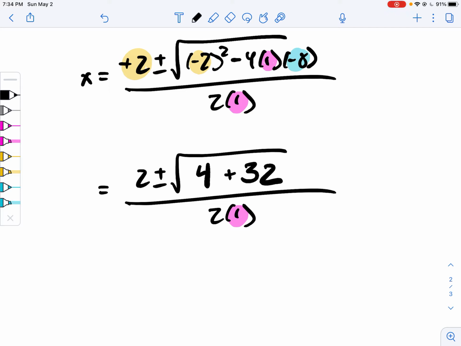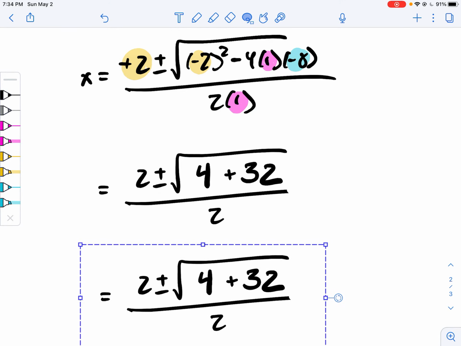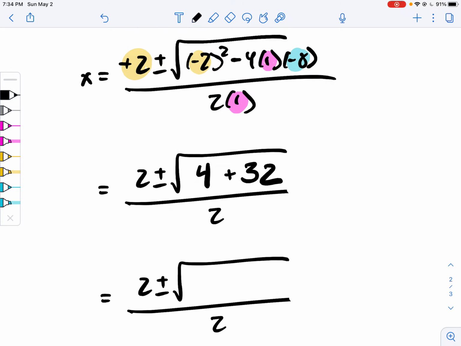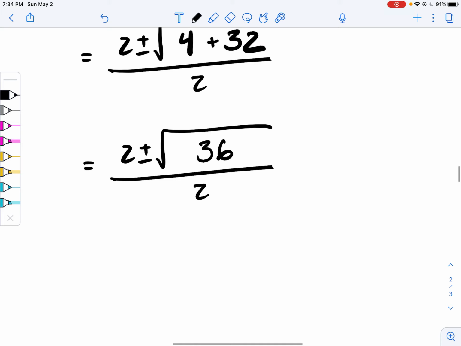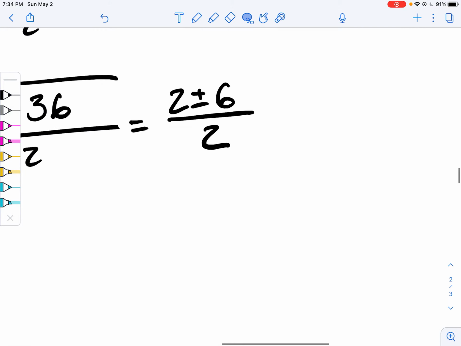Cool beans. 2 times 1 is just 2, which is great. It's just too cool for school. 4 plus 32 gives us a 36. And the square root of 36 is 6. So we have 2 plus or minus 6 all over 2. Cool. Well, what do we do with this plus or minus? We get the best of both worlds.